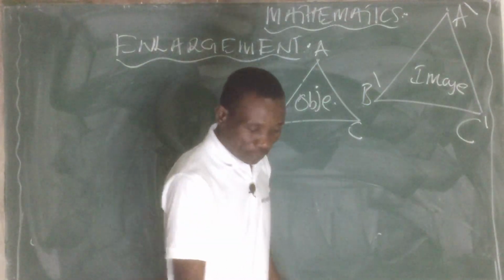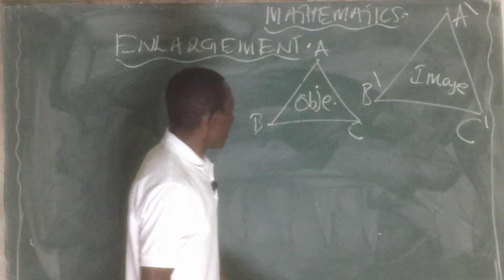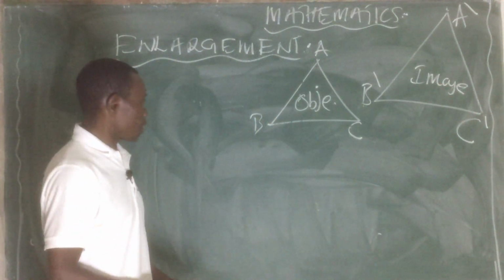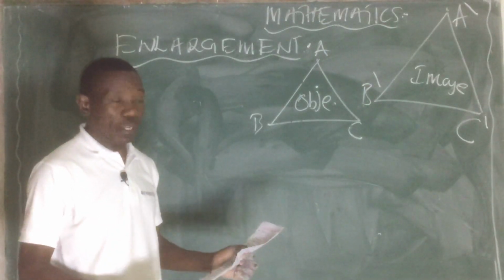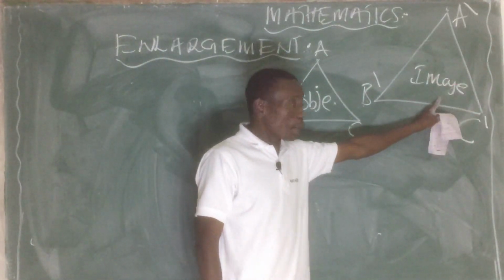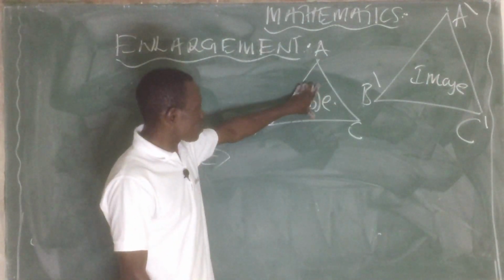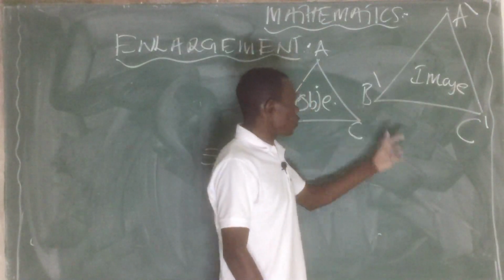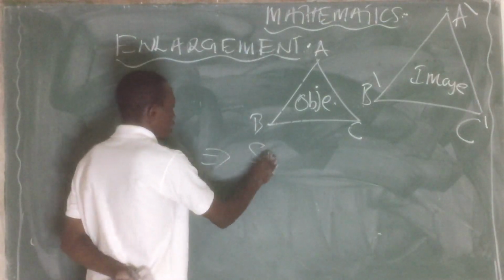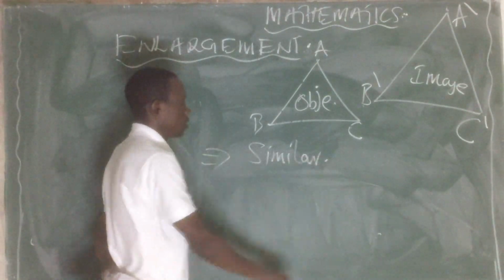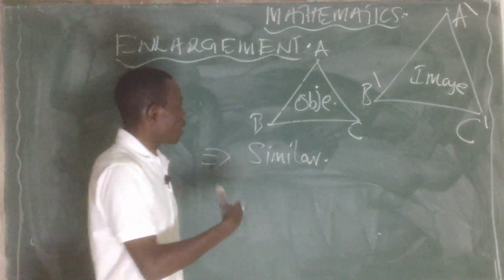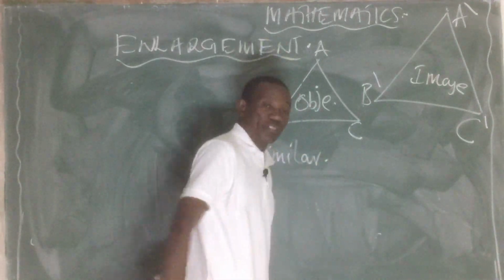Right. What you have to know is that as you enlarge, it doesn't mean that you are changing the shape of an object. No, it's only the size that is affected. So what you should expect is that the two objects, the object itself and the image, if we compare them, we'll always find that the two figures are similar. Always, when you enlarge an object, the result is an image. You compare the image and the object, they'll always be similar.